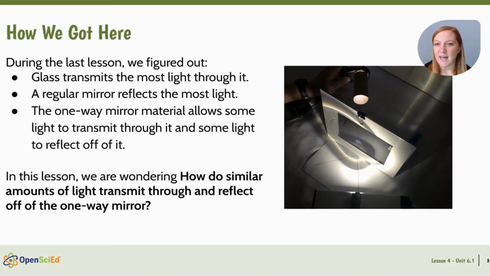In lesson 3, we figured out that glass transmits the most light through it. A regular mirror reflects the most light but doesn't transmit any. And the one-way mirror material allows some of the light to transmit through it and some light to reflect off of it. And in fact, it was almost equal amounts. So in this lesson, we are wondering, how do similar amounts of light transmit through and reflect off of that one-way mirror material?